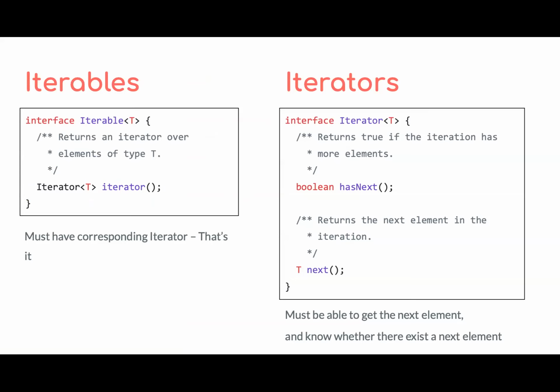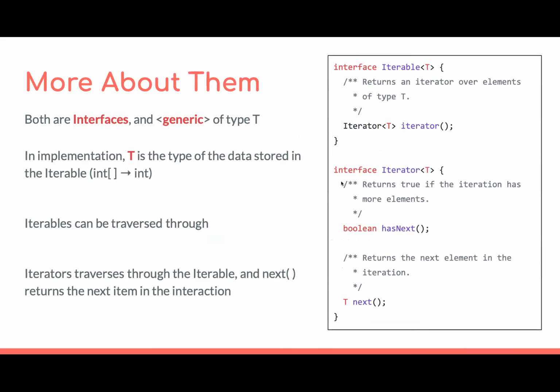And then to be an iterator, there are 2 requirements. One is that you should be able to tell whether the iterable on which you're trying to iterate has a next element in this iteration, and it's the hasNext method. The second requirement is the next method, which will actually return the next element in the iteration. As I said, both of these are interfaces, and they are generic over the type T, where T is the type of the data stored inside the iterable. Once again, iterables are the actual objects like ArrayList that can be traversed through, and iterators are the actual objects that would traverse through the iterables.